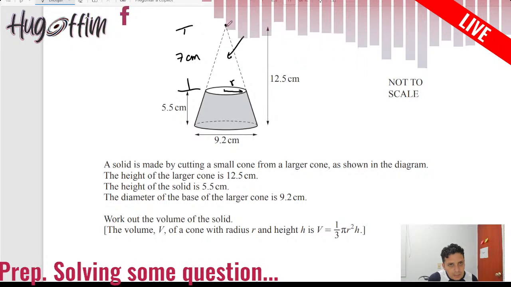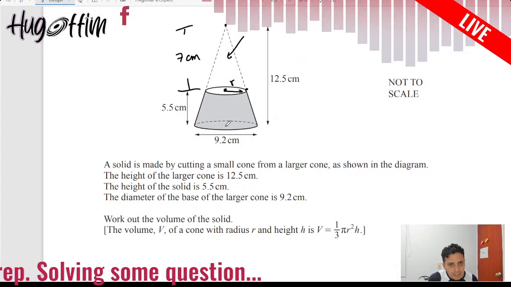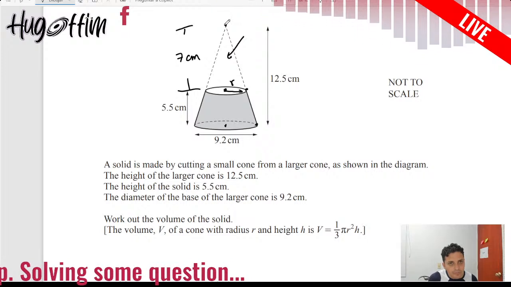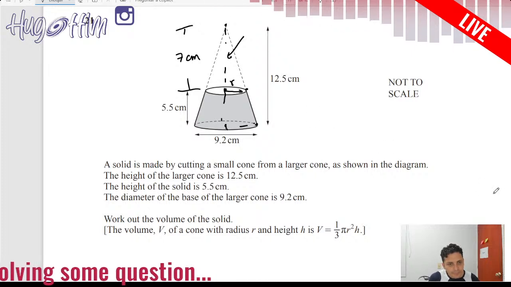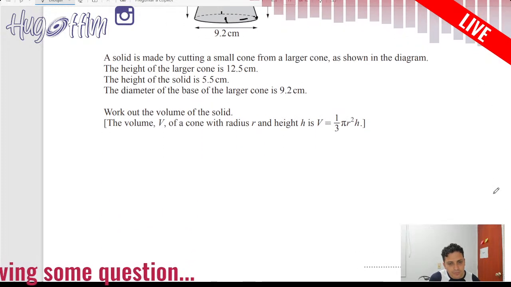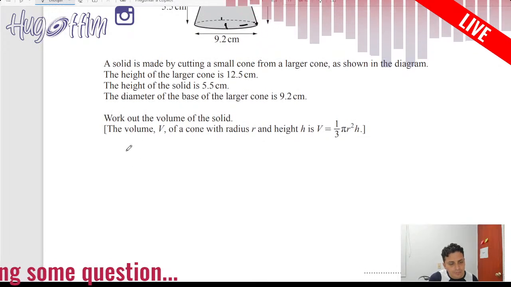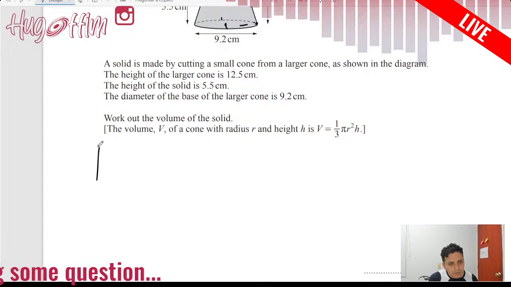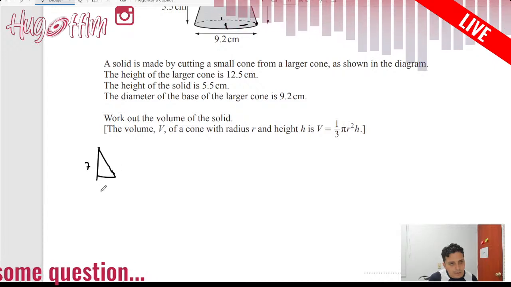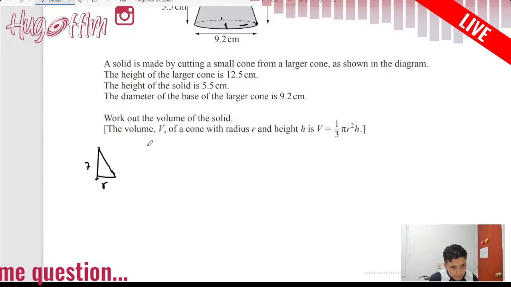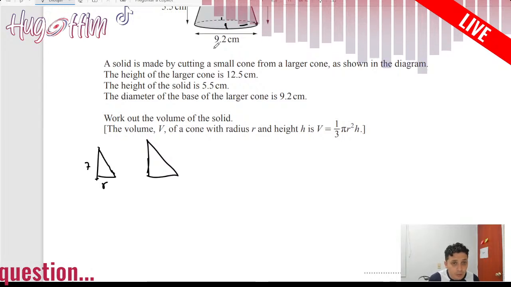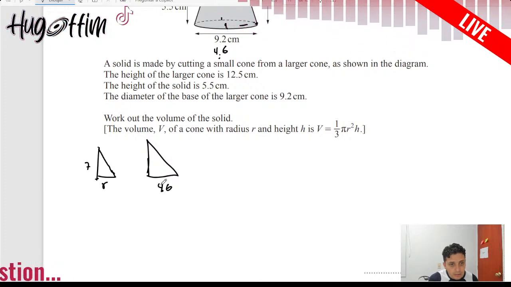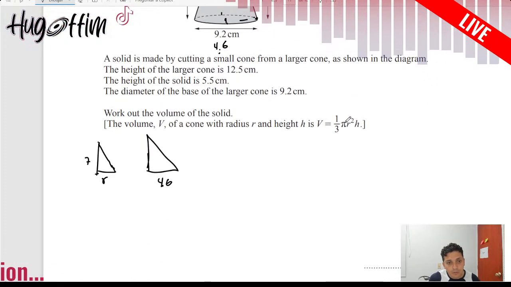This triangle that you can see here is similar to this triangle that I'm going to put here. These two triangles are similar. Okay. So I'm going to put here. So the first triangle is 7 here, R here. And the other triangle is 9.2 divided by 2. So this is going to be 4.6. So 4.6 with 12.5.